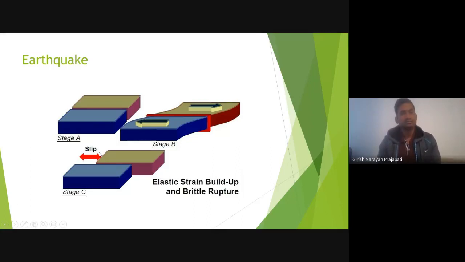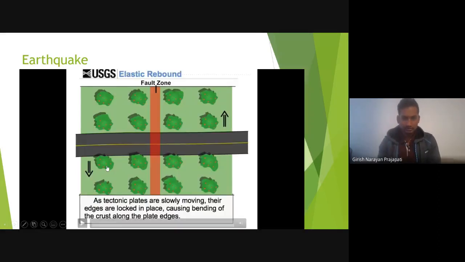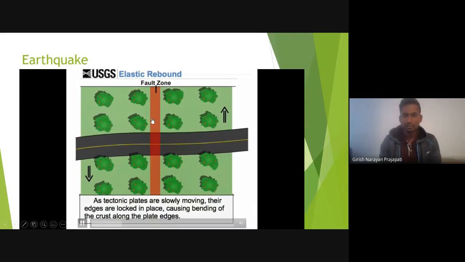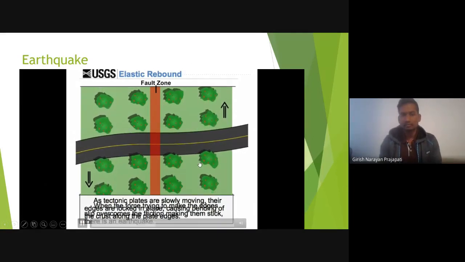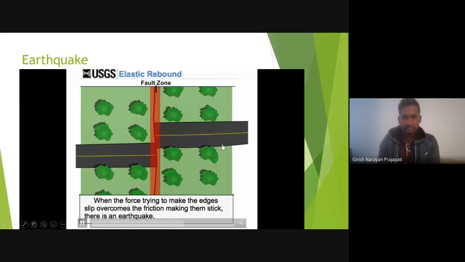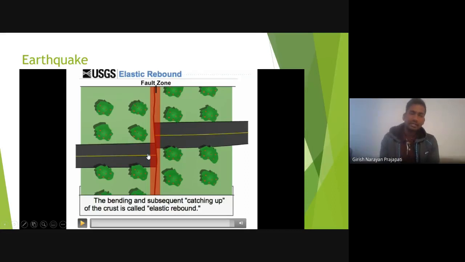When there is a sudden slip, when two plates are moving away from each other, it causes the earthquake. It is explained in this video clearly. Here, this is our fault zone. These are two plates. They are moving away from each other, so suddenly it breaks. This theory is also called elastic rebound theory.